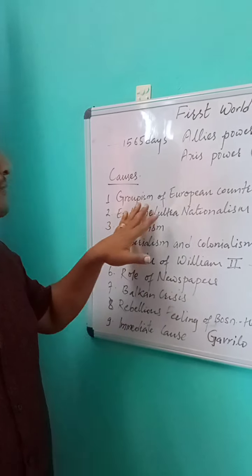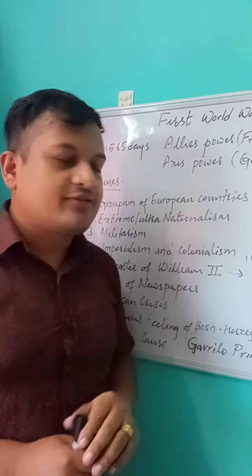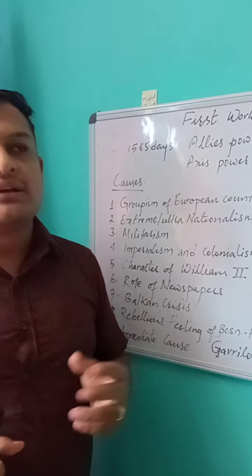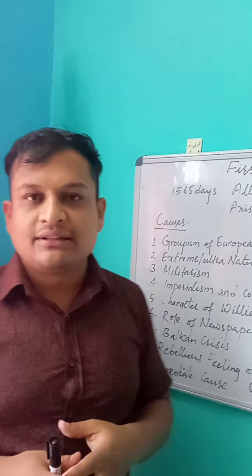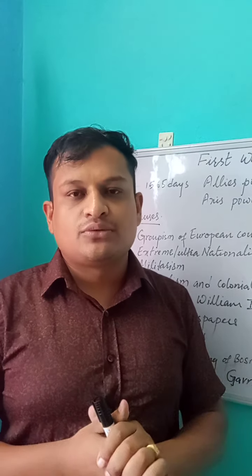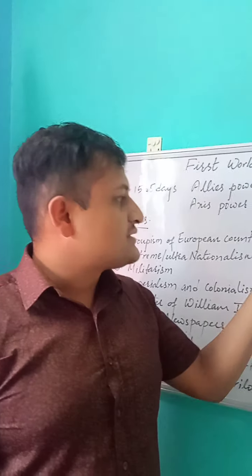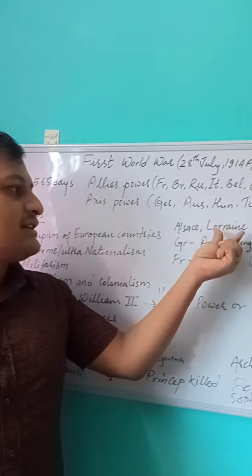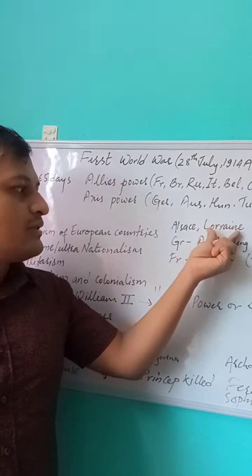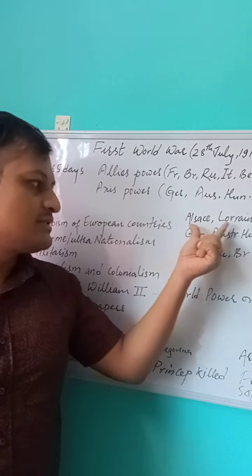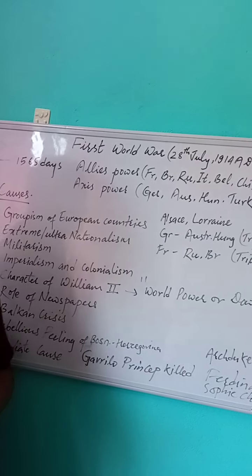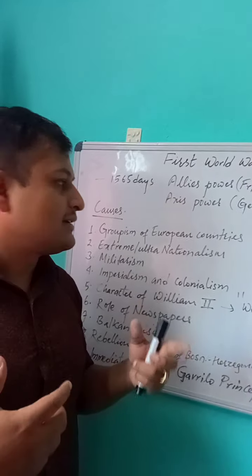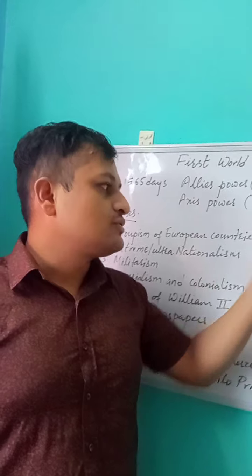Okay, so, groupism of European countries. After the unification of Germany, the new chancellor came. Otto von Bismarck became the chancellor. He believed in the concept of imperialism, so he annexed two provinces of France, Alsace and Lorraine. When these two were annexed by the Germans, the French people were humiliated. So they were also planning to attack Germany to get those two lands back.